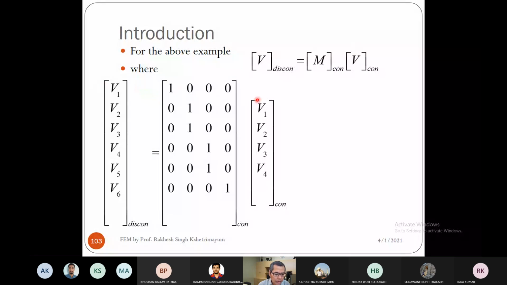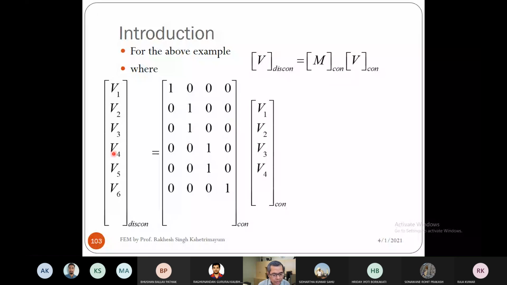B1 should be equal to B1, so when you multiply this first row with this, you get B1. B2 should be equal to B2, that's okay. How about B3? B3 should also be equal to B2. So B3 from the left hand side for the disconnected case should also be equal to B2 of the right hand side, which is the connected case. That's why you have 0, 1, 0 here, 0, 1, 0 here also.